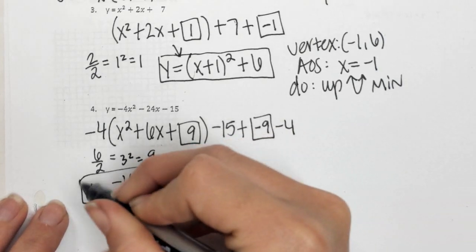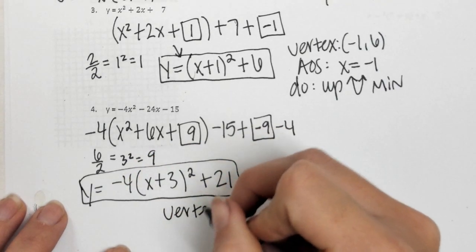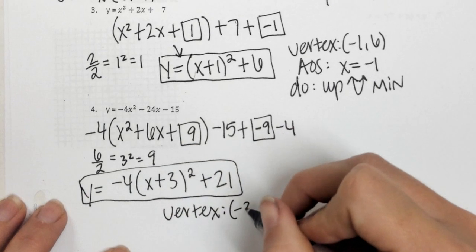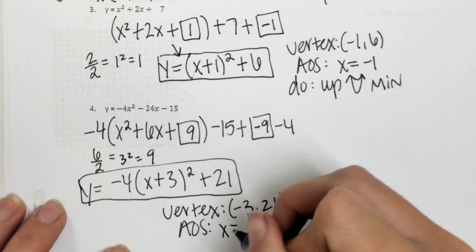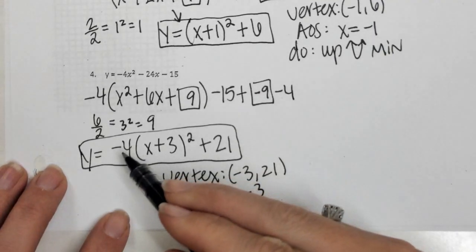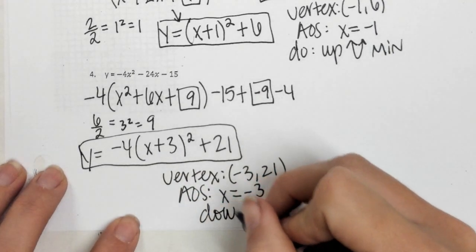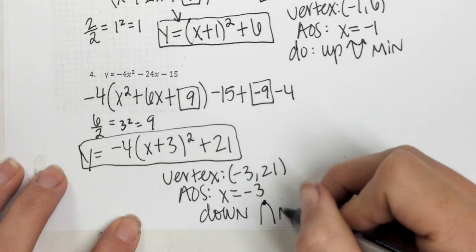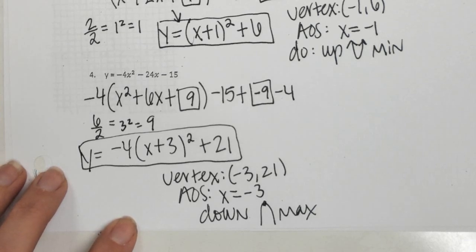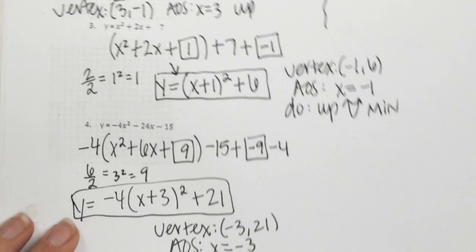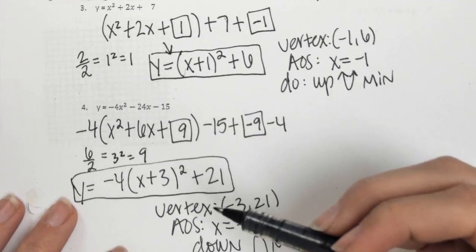So this is vertex form. My vertex is negative 3, 21, axis of symmetry, x equals negative 3. This one opens down because A is negative. Means it'll look like this, and it'll have a max. Alright, so that is how you change from standard to vertex form. Flip it over.